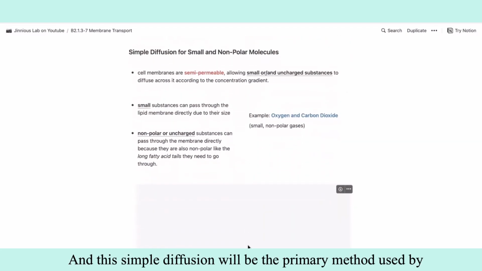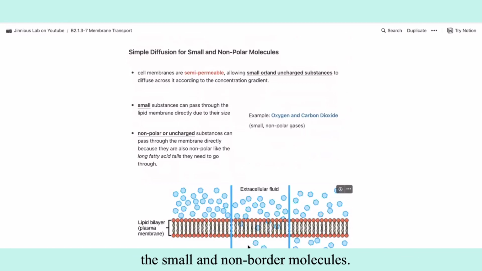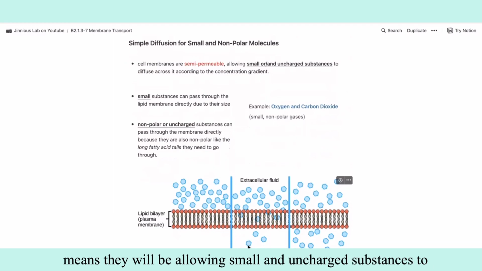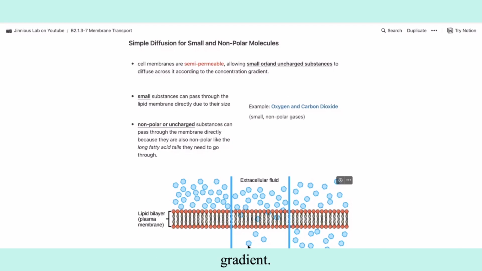And the simple diffusion will be the primary method used by the small and nonpolar molecules. And again, we know that cell membranes are semi-permeable, which means they will be allowing small and uncharged substances to diffuse across the membrane according to the concentration gradient.